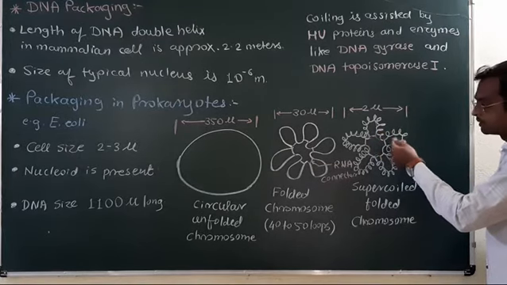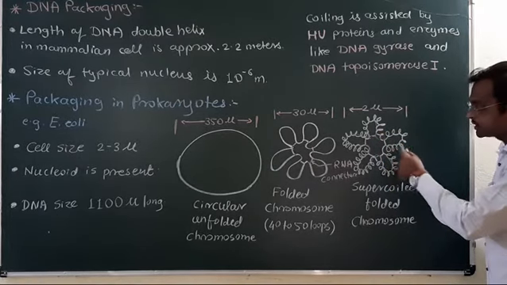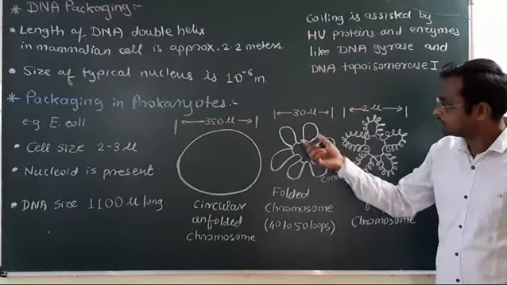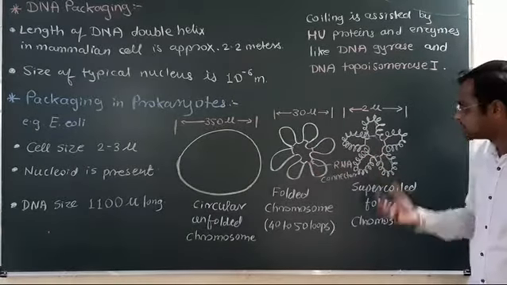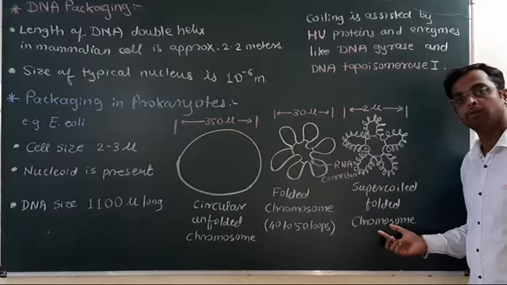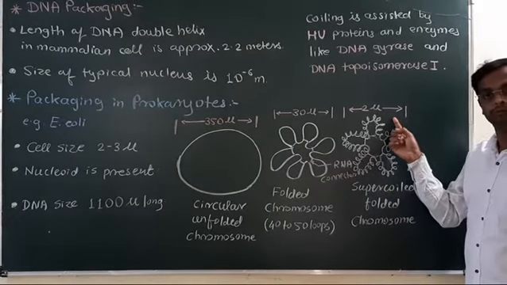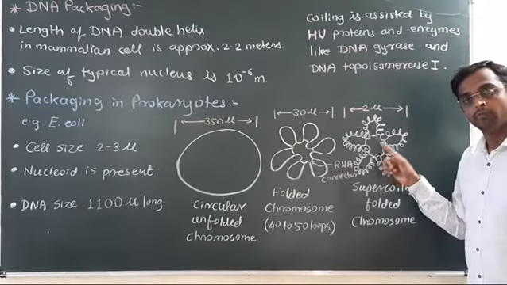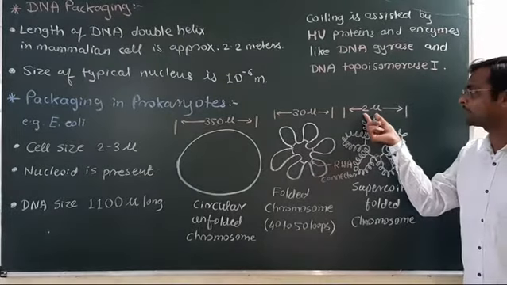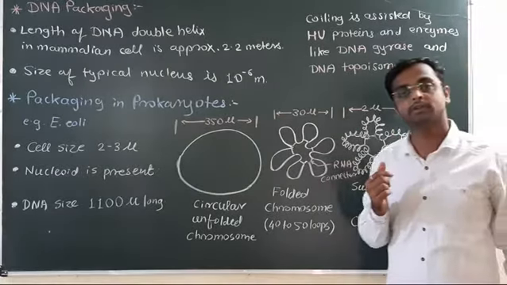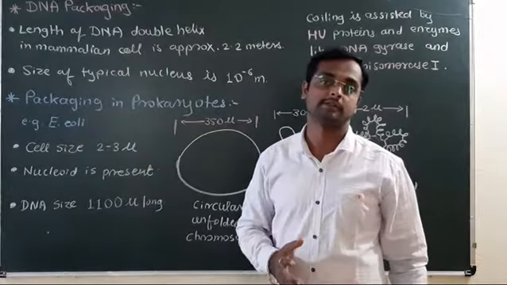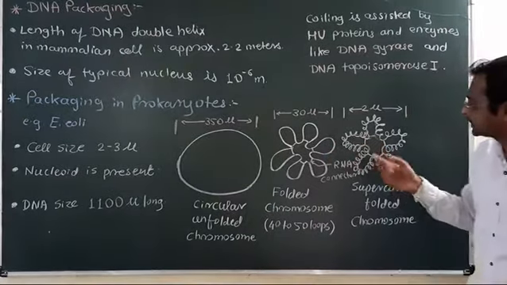These loops get coiled, and because of these coilings in the loops, the length of this structure gets reduced. Now this supercoiled folded chromosome is of size 2 micron. This supercoiled folded chromosome achieves the size of 2 micron, and now this 2 micron size is able to fit inside this 2 to 3 micron cell size. Understood?